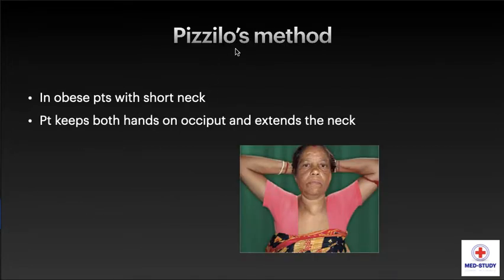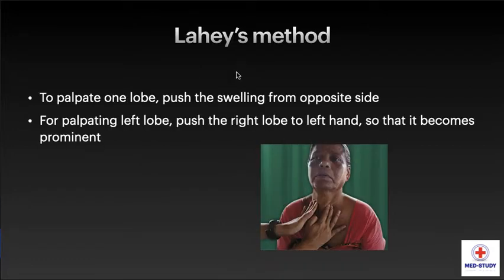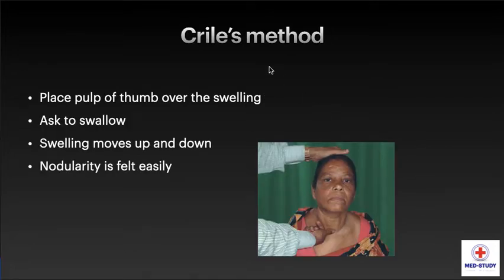Now coming to Pizzillo's method. It is done in obese patient with short neck. The patient keeps both the hands on occiput and extends the neck, as seen in this image. Now coming to Lahey's method. To palpate one lobe, push the swelling from opposite side. That is, for palpating left lobe, push the right lobe to left with the hand so that it becomes prominent, as seen in this image.